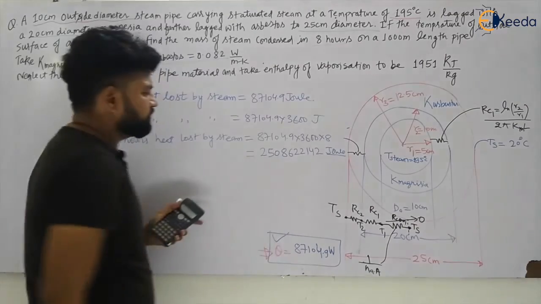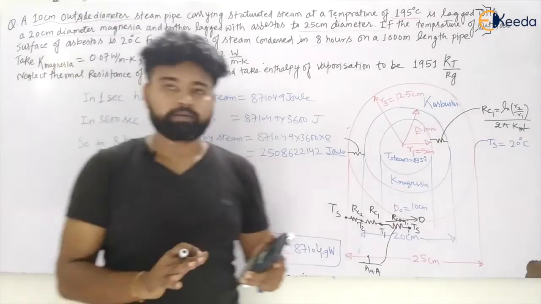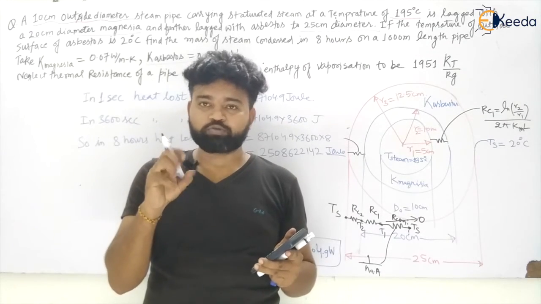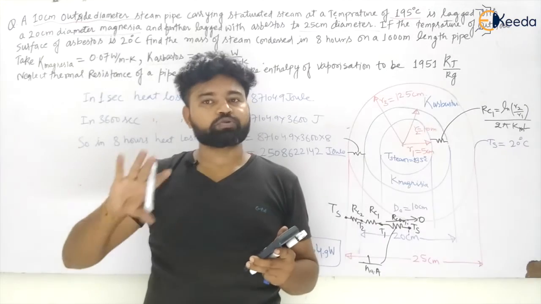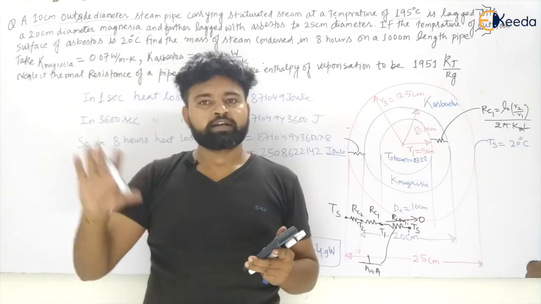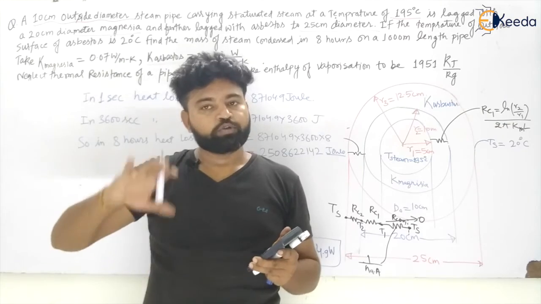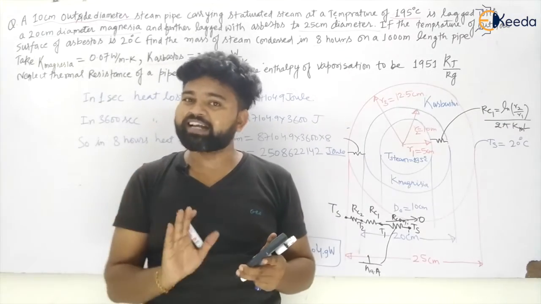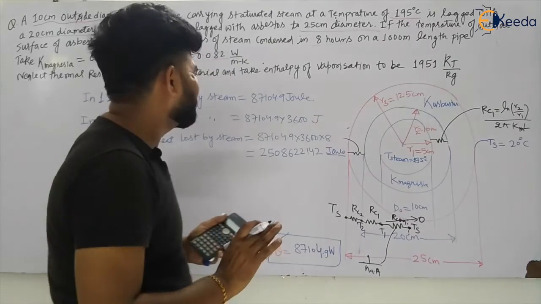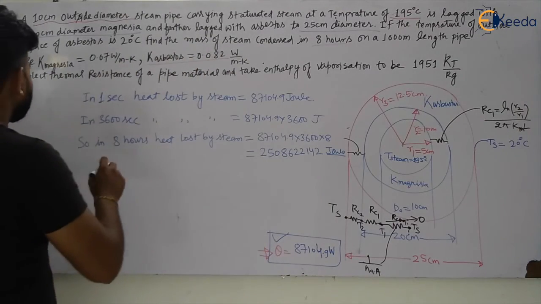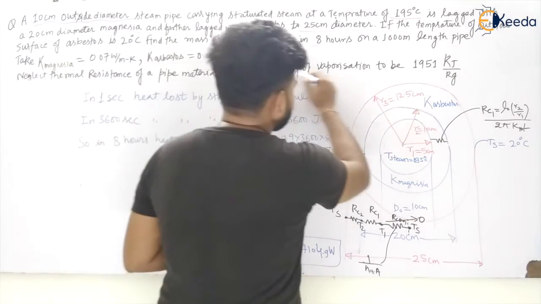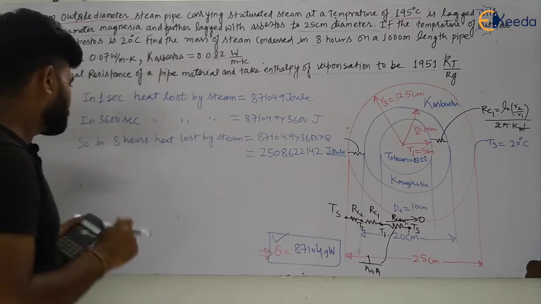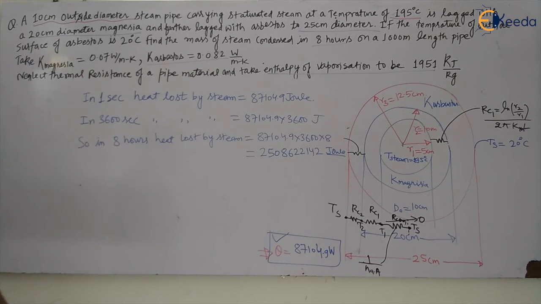Okay, so this much of heat will be lost from this pipe, and when this heat will be lost, then steam will try to condense. Why? Because it is losing heat, and when it is losing heat, the temperature is coming down, due to which at approximately 100 degrees Celsius this will start condensing. Okay, this will start condensing. So what will happen? Let us see. So what is the enthalpy of evaporation? This is given to be 1951, my dear students.